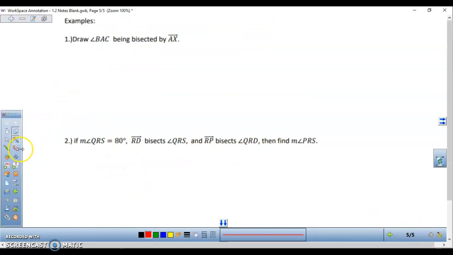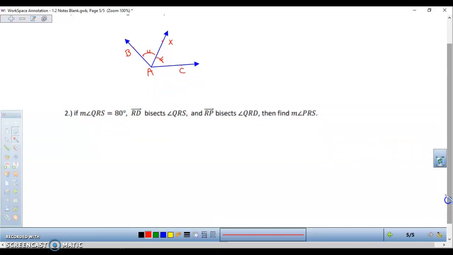All right, a couple examples. Here we go. First, draw angle BAC being bisected by ray AX. So, let me draw angle BAC. Remember, the middle's the vertex, so A would be here. And I want ray AX to bisect it. So I'm going to draw ray AX the best I can. That was pretty bad. Let me try one more time. That's better. It looks to be right down the middle, cutting it in half. And then I'm going to mark that they're congruent by using my little congruency marks. There you have it. I can look at this picture and I know that ray AX is bisecting angle BAC.